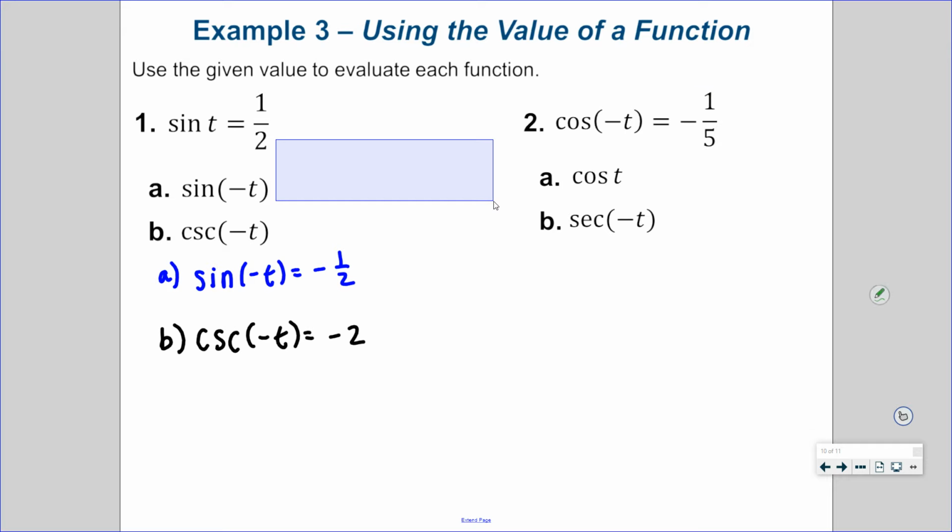All right, so cosine is even. So the cosine of some negative angle, or some opposite angle, is negative 1/5. So the cosine of that positive angle is going to also be what? Negative 1/5. Okay, they're the same. The values are the same for even.